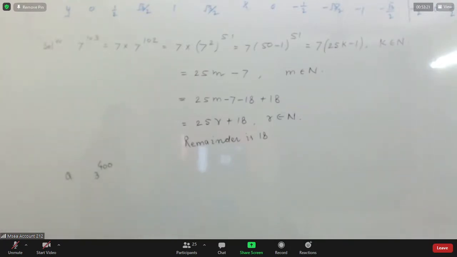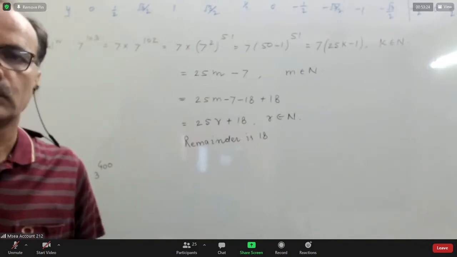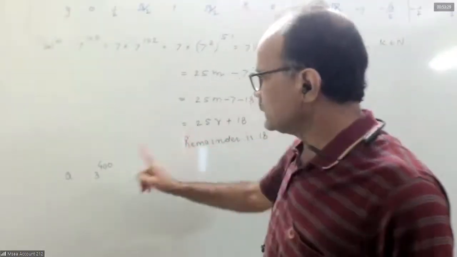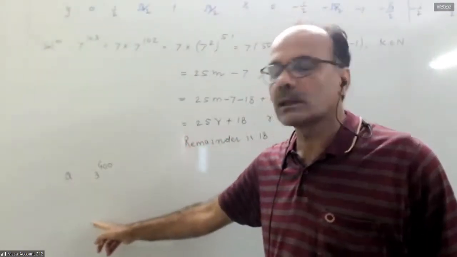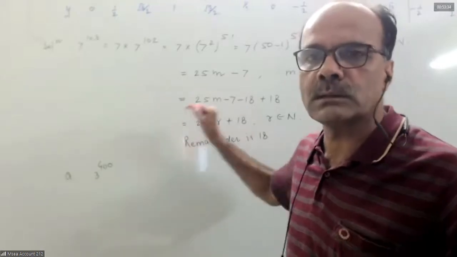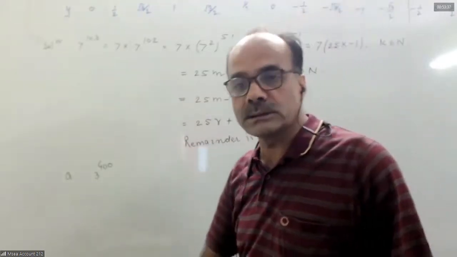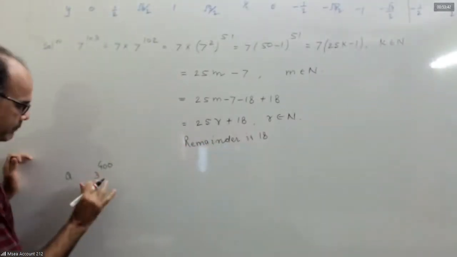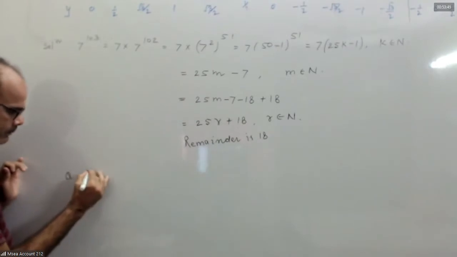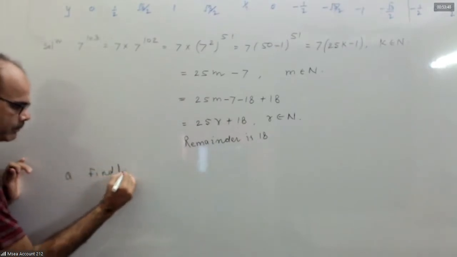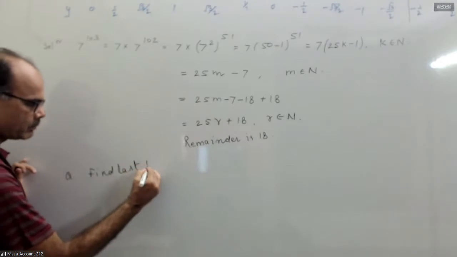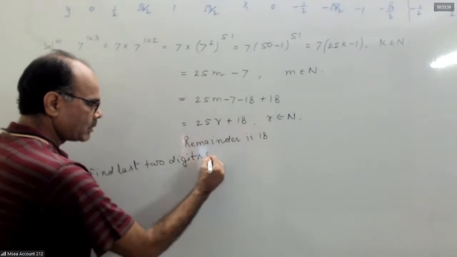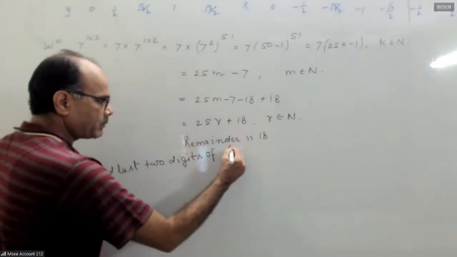Find the last two digits of 3 to the power 400. Just think of it. You have to expand binomially. Find the last two digits. If you multiply 3 four hundred times, 3 into 3 into 3, what will be the last two digits? The question is to find the last two digits of 3 to the power 400.